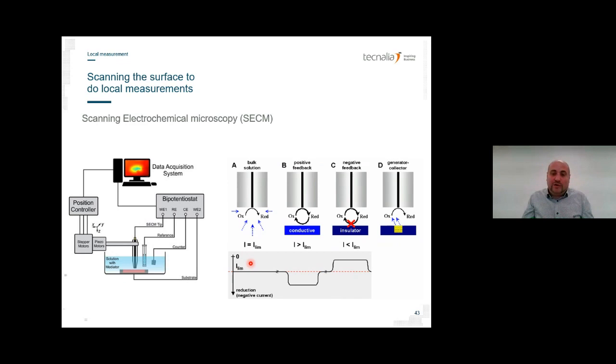When that is done, we can change the mode and work in other modes, such as positive feedback or negative feedback. In this case, we can detect, for example, the presence of a specific ion. We can polarize the sample negatively to generate the dissolution and scan with the probe, which is set up to oxidize only, for example, iron ions. Like that we'll be able to map the places where iron ions are located, because the current is going to be affected by this reaction. This is a very interesting technique, but here also it requires a lot of experience from the operator and a lot of work for the data treatment.